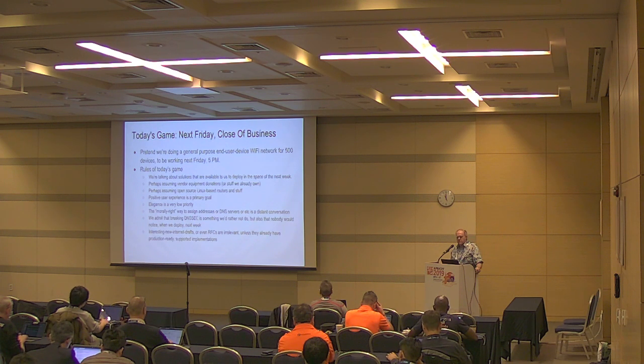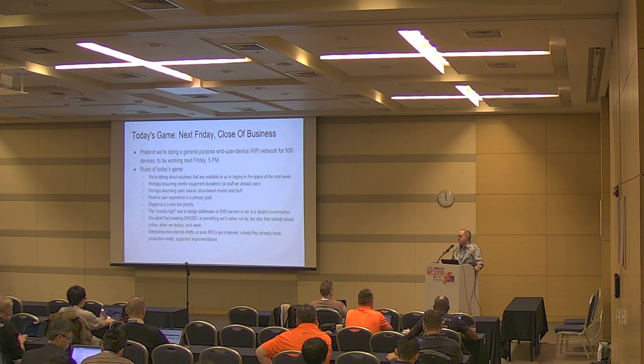Our primary goal is a positive user experience. Elegance is a very low priority. The morally right way to assign DNS or addresses to devices is a distant conversation. We do admit that breaking DNSSEC is something we'd rather not do, but also that nobody would notice. In the how-to document for this, I have some details about going through, I think it was 8 million DNS lookups over one day, and finding absolutely no devices that were doing hard validation against DNSSEC. I did find recursive resolvers that were asking for it. That doesn't mean we should ignore it, but it also doesn't mean that it's going to be a problem between now and next Friday. Anything interesting and new that we should wait for is just not on the table.